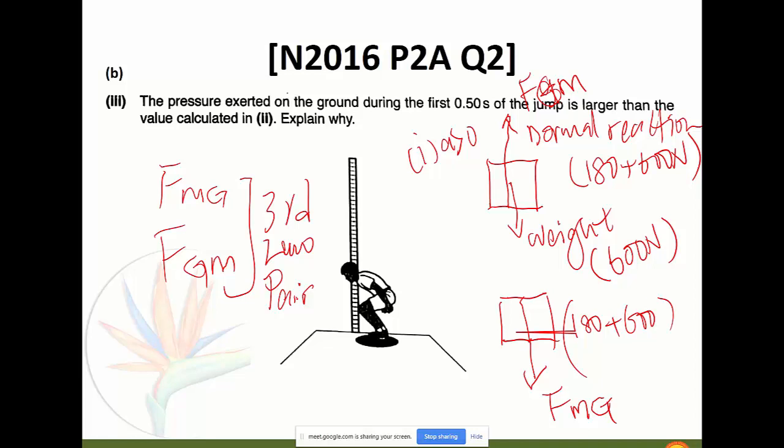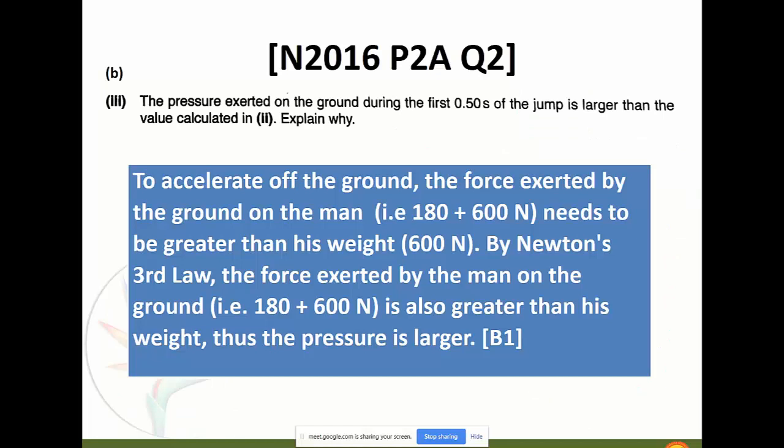This is more than 1 line. Okay, I know that you can explain, but how do you summarize in 1 line? For the sake of time, I summarize here. This is more than 1 line also. Okay, fine. To accelerate off the ground, the force exerted by the ground on the man needs to be greater. You use the numbers. And then Newton's third law: the force exerted by the man on the ground has to be greater, therefore the pressure is greater.